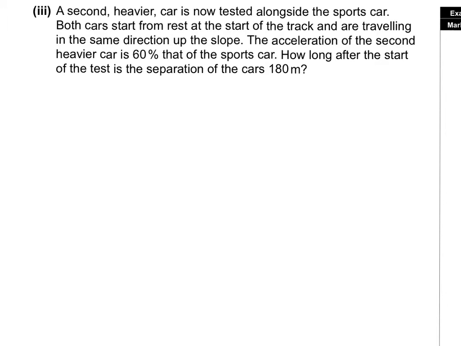Part 3, a second heavier car is now tested alongside the sports car. Both cars start from rest at the start of the track and are travelling in the same direction up the slope. The acceleration of the second heavier car is 60% of that of the sports car. How long after the start of the test is the separation of the cars 180 meters? Firstly, the relevant UVAST equation is s equals ut plus a half at squared, but since both start from rest, you can ignore that term, and s just becomes a half at squared.